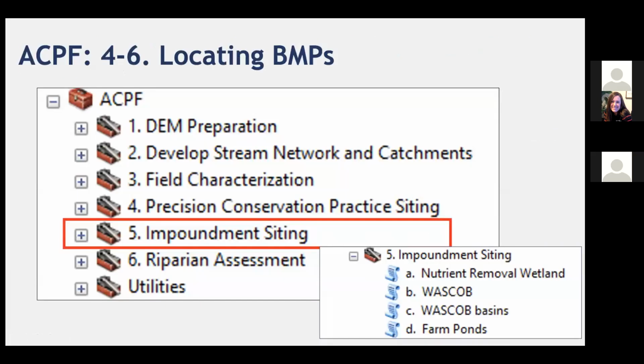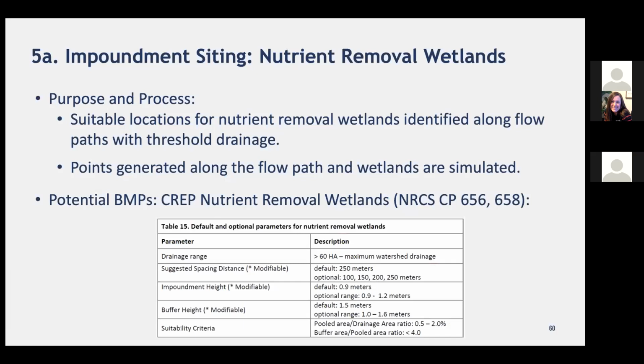The second part of what I'm going to chat about today, step 5, is impoundment siting. These are nutrient removal wetlands, WASCOBs, and our farm ponds. So we'll start with a discussion about nutrient removal wetlands. We're looking for suitable locations for nutrient removal wetlands, which we identify along flow paths using some sort of threshold drainage, which we set. Essentially, there are points generated along that flow path, and at each one of those points, a wetland is simulated by creating an impoundment and then looking at water behind that impoundment. So the impoundment height as well as the buffer height.